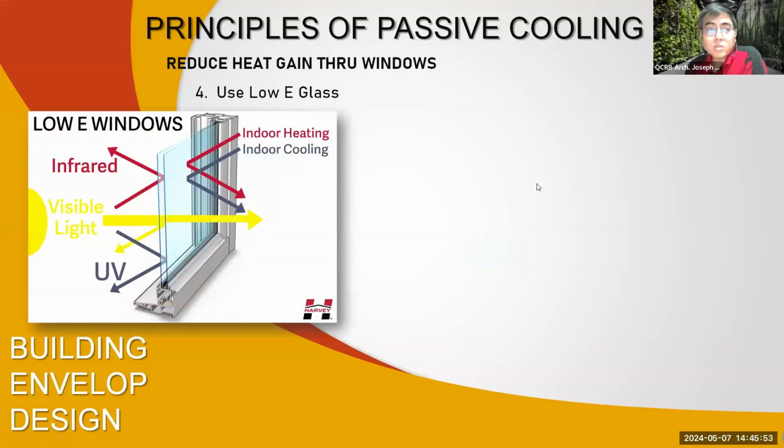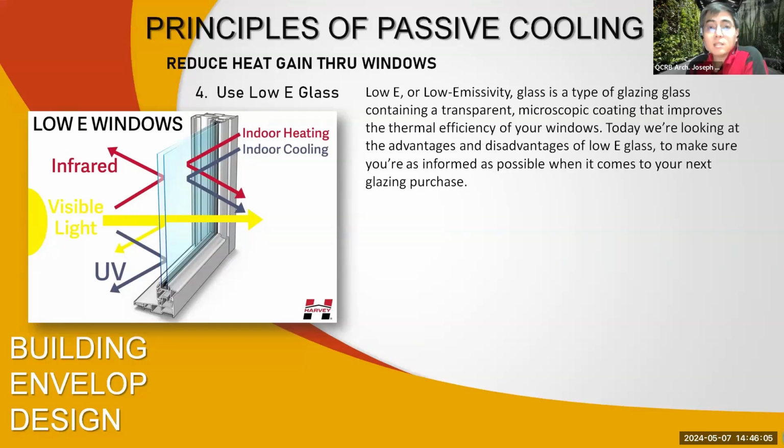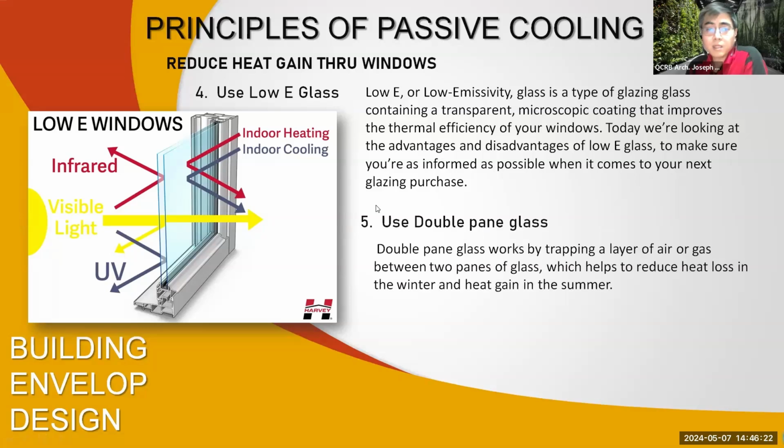The fourth one is using low E glass. Low E is low emission glass. Ibig sabihin, it reflects the infrared and the UV lights but lets the visible light in. Ang problema nito, it's very expensive. Low emission glass, a type of glazing, is transparent with a microscopic coating that improves thermal efficiency of your buildings. Ang problem lang talaga, it's very expensive. So ideally, this is only used normally sa office buildings na mataas yung budget.